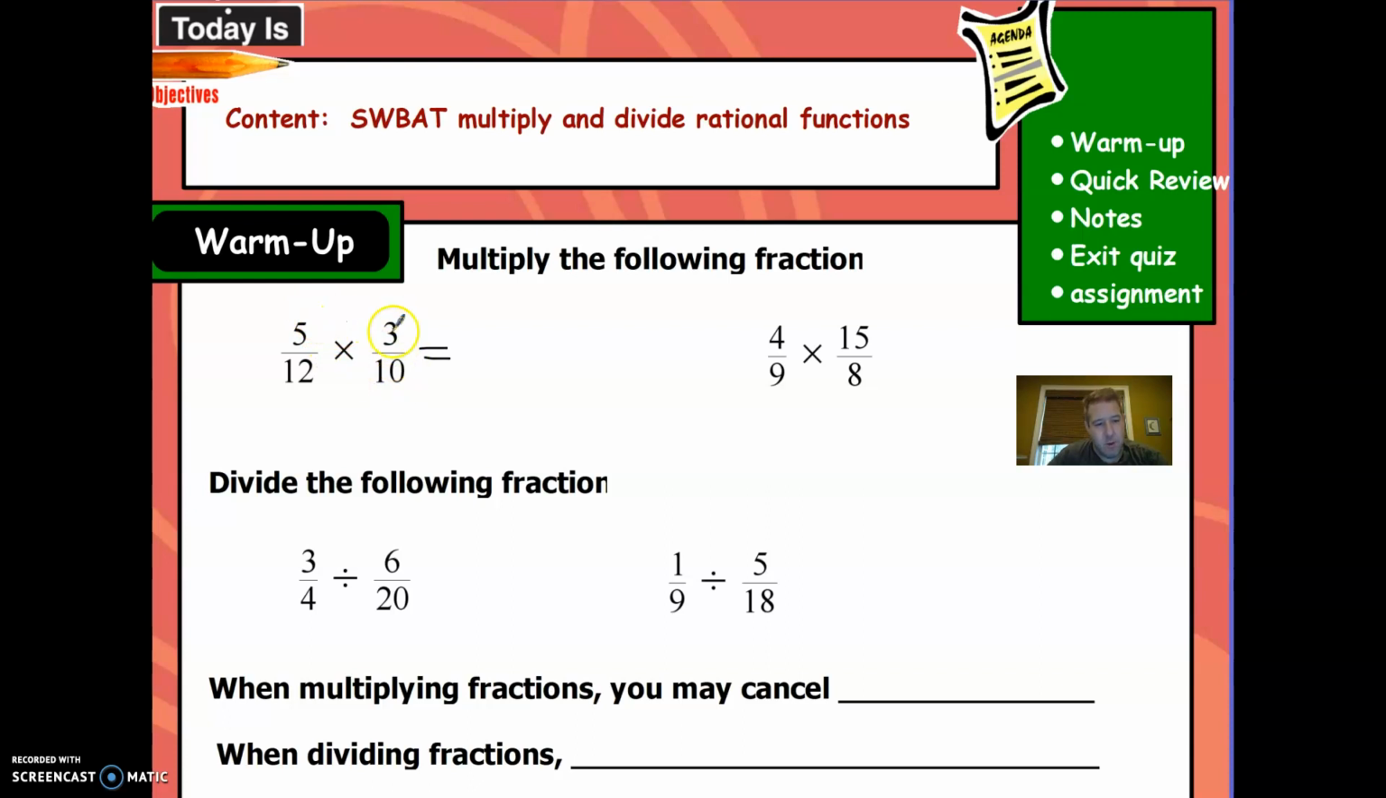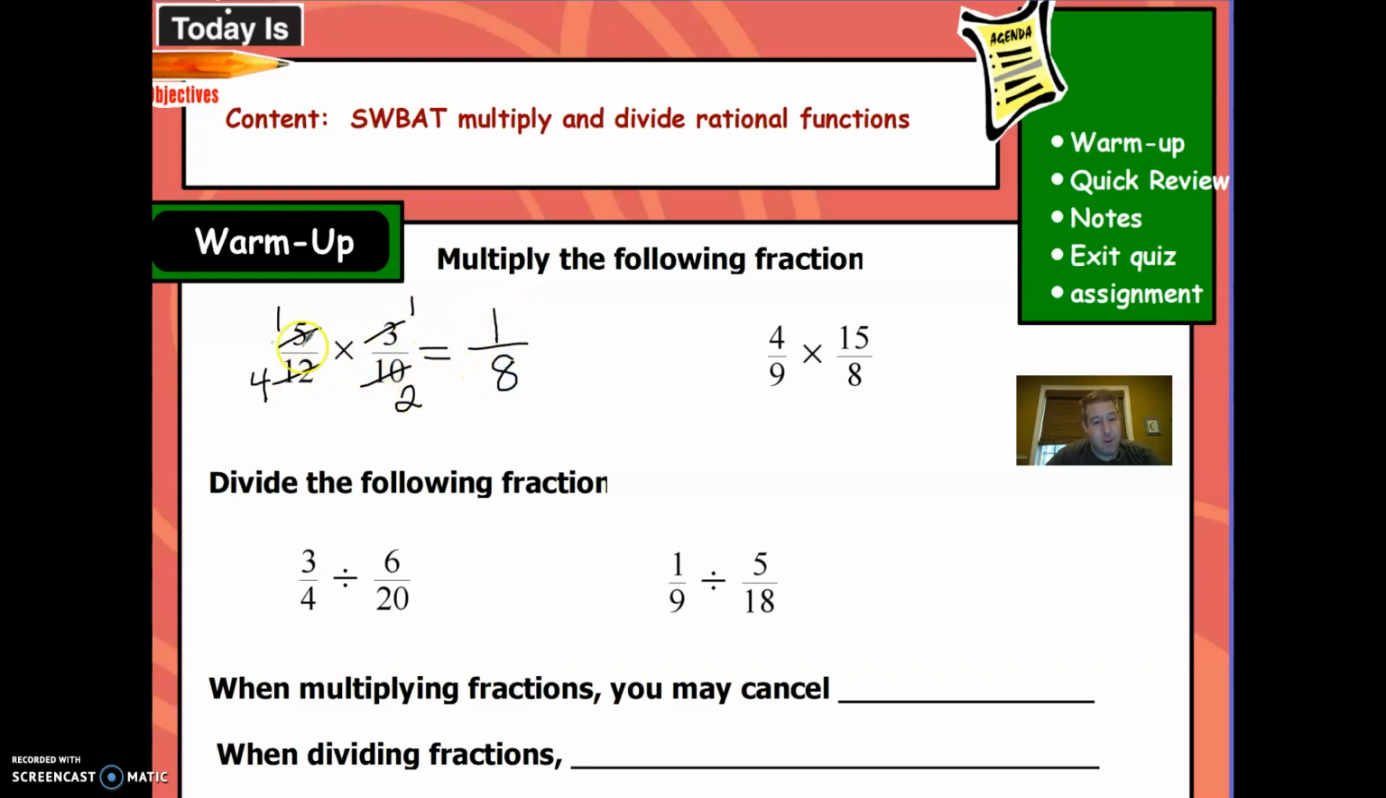that there were tricks. You could reduce it vertically or you could reduce it diagonally. Like for instance, 5 and 10 both have a common factor. They can both be divided by 5. This divided by 5 is 1. This divided by 5 is 2. 3 and 12 can both be divided by 3. That divided by 3 is 1. This divided by 3 is 4. Then when you multiply, 1 times 1 is 1, and 4 times 2 is 8.